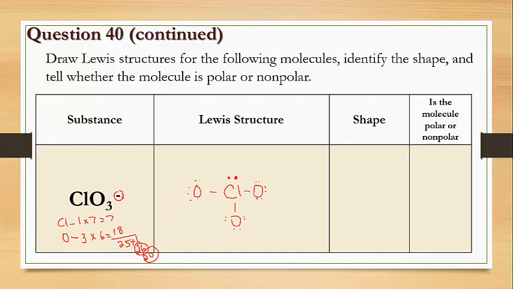And now the final step is anytime I have a charge, I need to put the whole thing in brackets and then put the charge outside of those brackets. Okay, the shape. I have 3 terminal atoms and I have an unshared pair. That's going to cause it to bend down. So it's going to be the trigonal pyramidal. Again, my favorite one to say. And because of this unshared pair here, we're not going to have the symmetry that we're looking for in the nonpolar. So this is going to be a polar molecule.